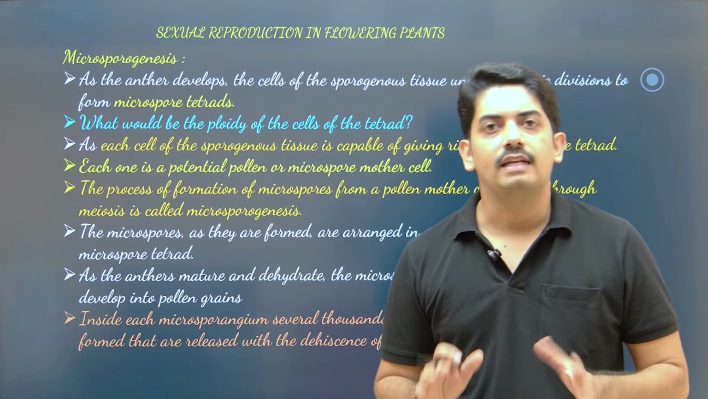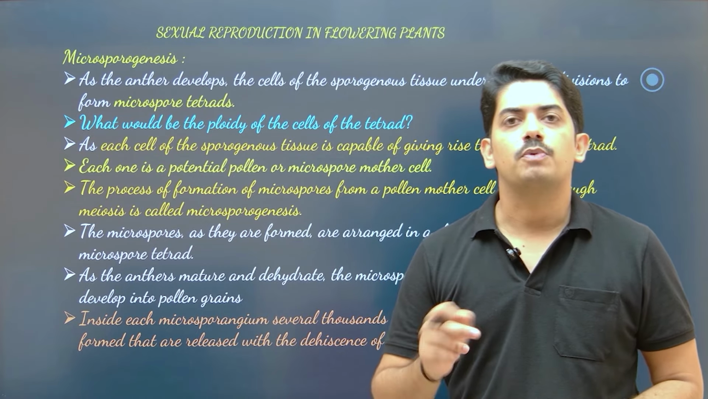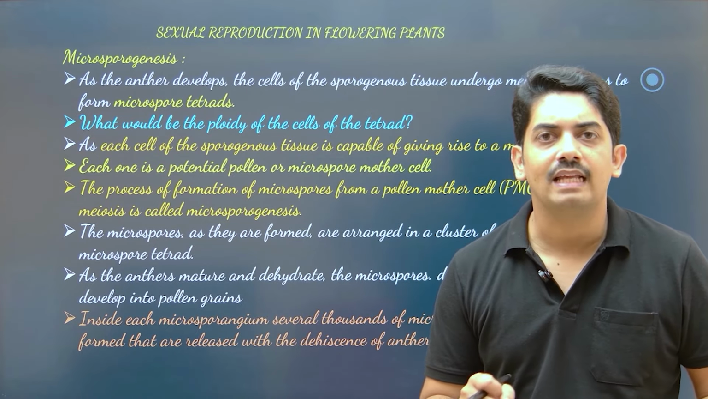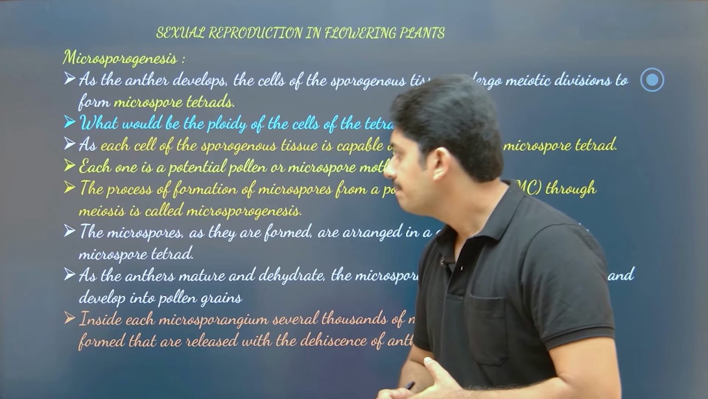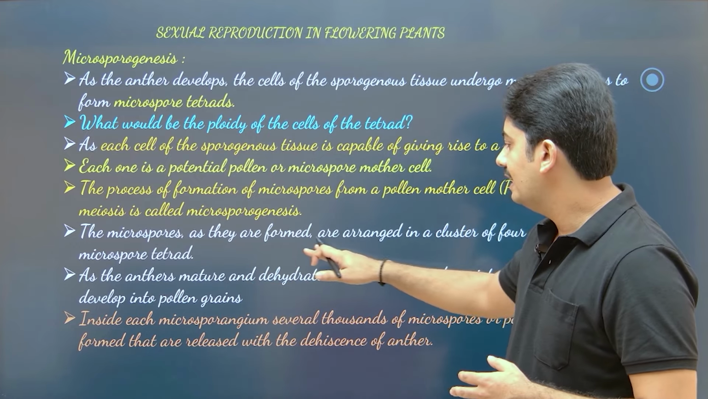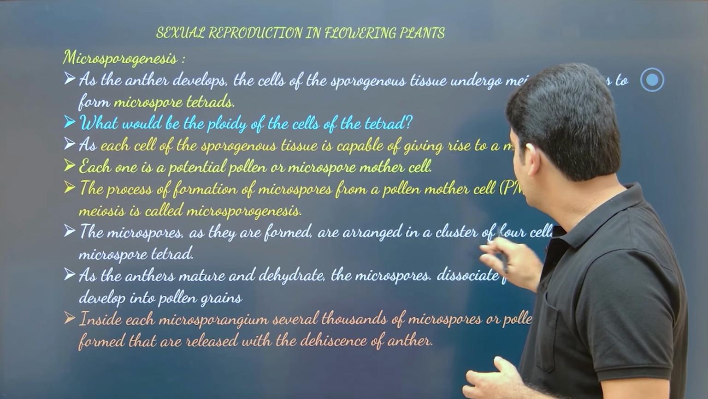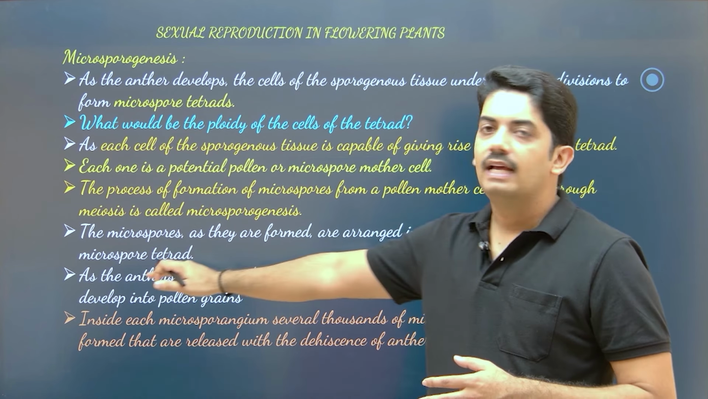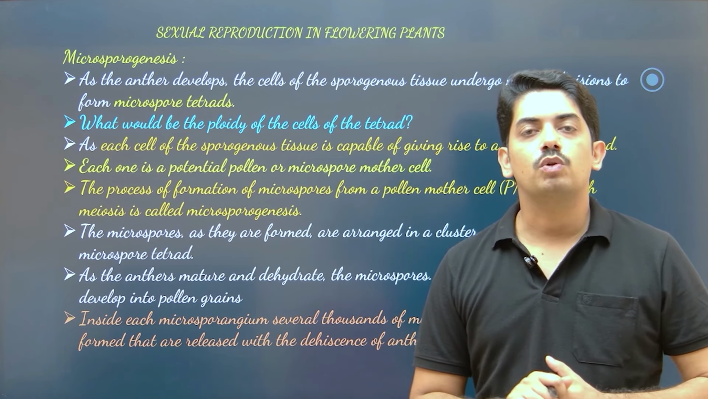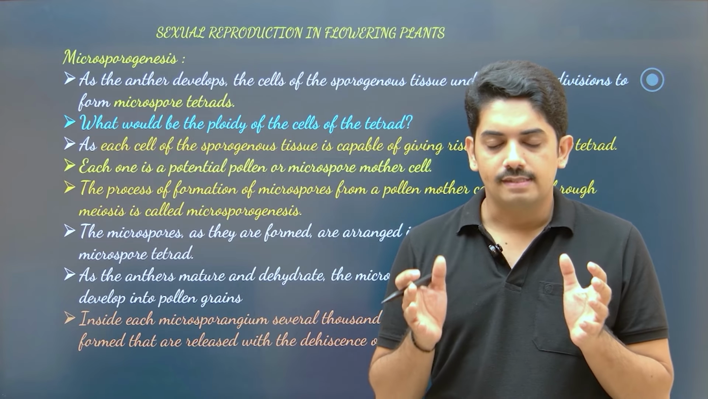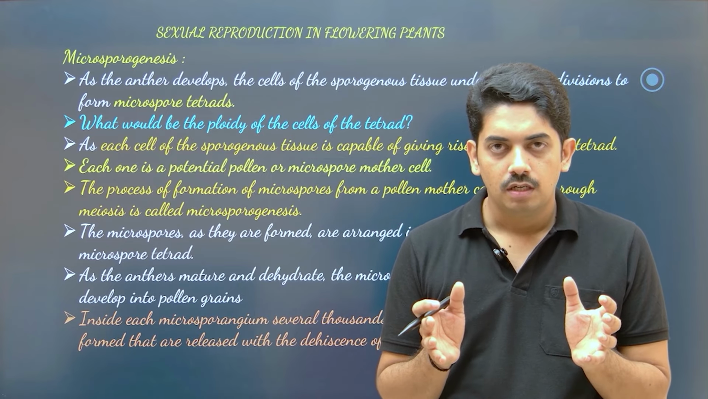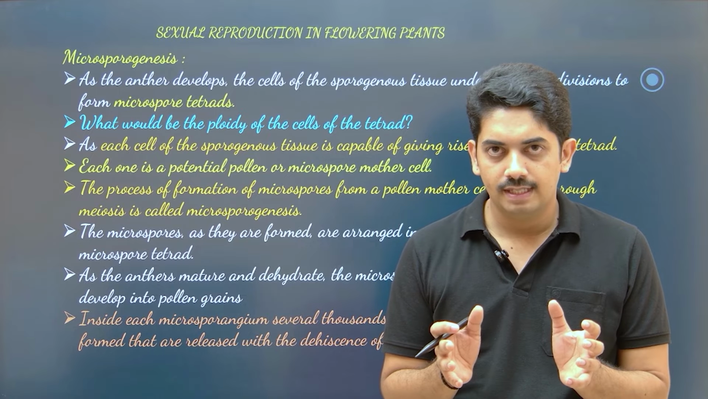That is the definition. What is the definition? The process of formation of pollen grain from the microspore mother cell is called microsporogenesis. The microspores, as they are formed, are arranged in a cluster of 4 cells and they are called the microspore tetrads. Now imagine, inside the microsporangium, sporogenous tissues are present.